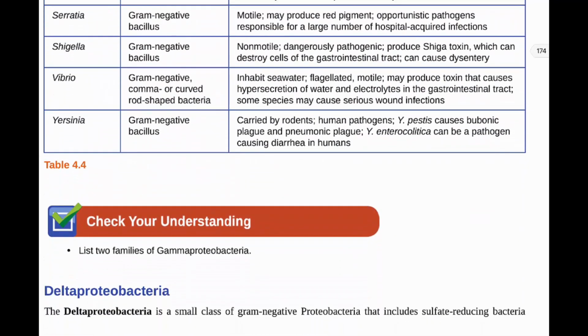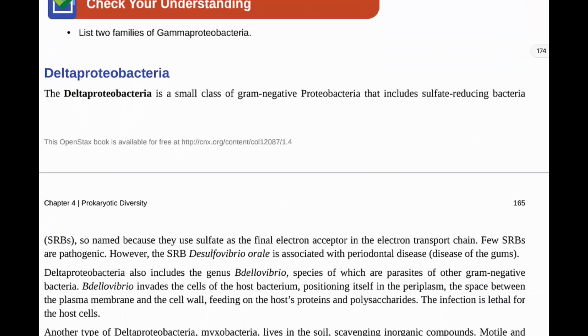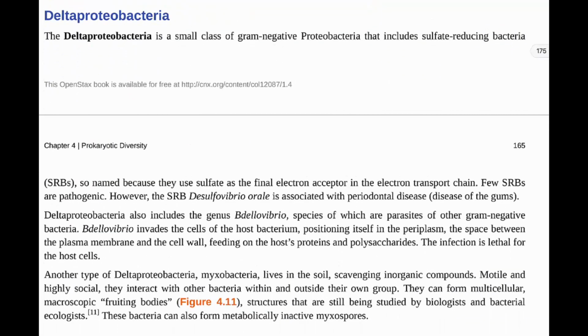All right. Now we have Delta Proteobacteria. Again, we're moving through these Proteobacteria groups, the five groups. We did Alpha, Beta, Gamma, now we're doing Delta Proteobacteria. This is a smaller class of gram-negative Proteobacteria that includes the sulfate-reducing bacteria, or SRBs.